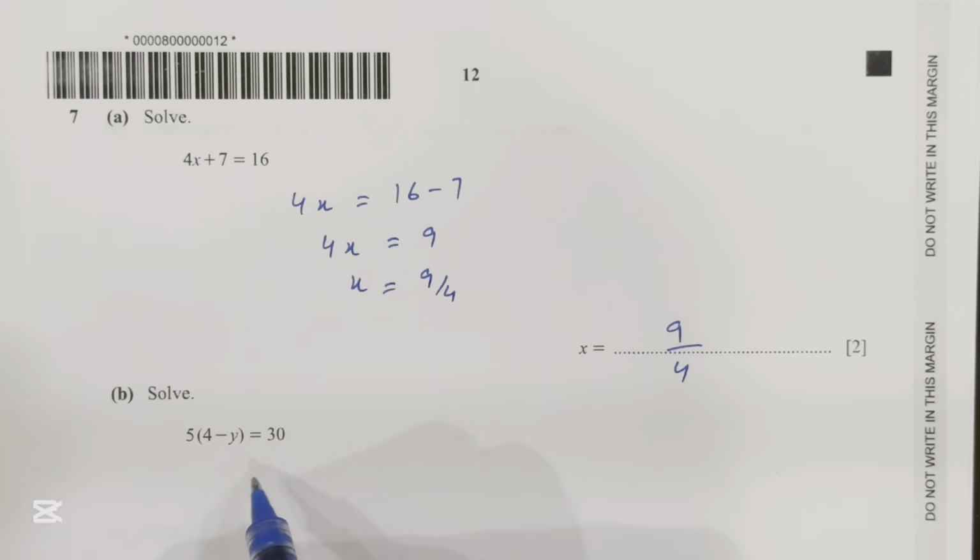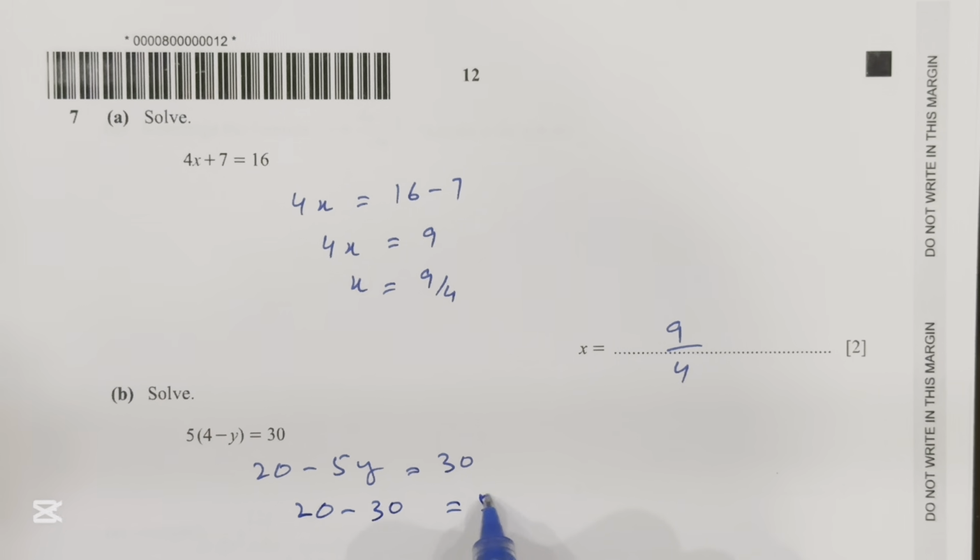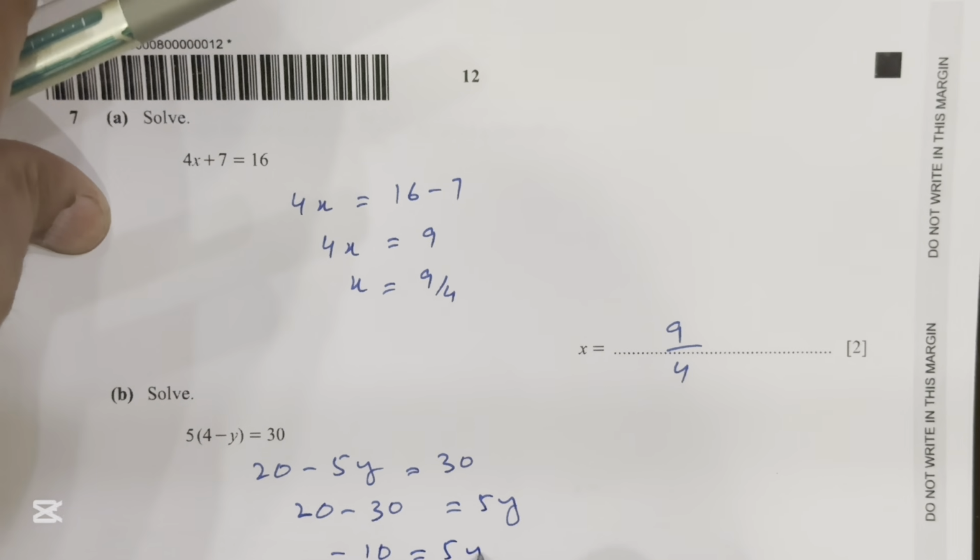Moving to part B, that is 20 minus 5y is equal to 30. So this would be our answer, 20 minus 30, that is equal to 5y, that is minus 10 is equal to 5y.